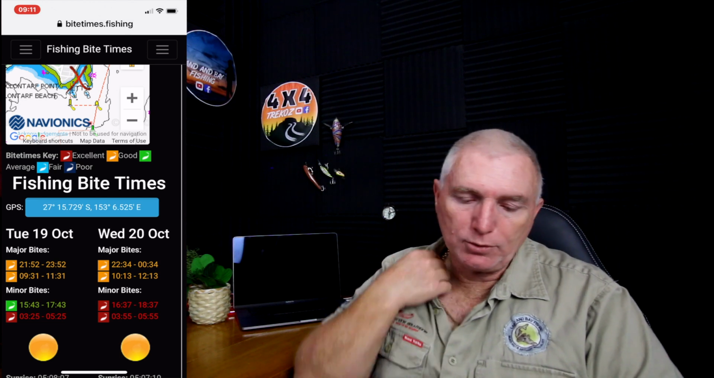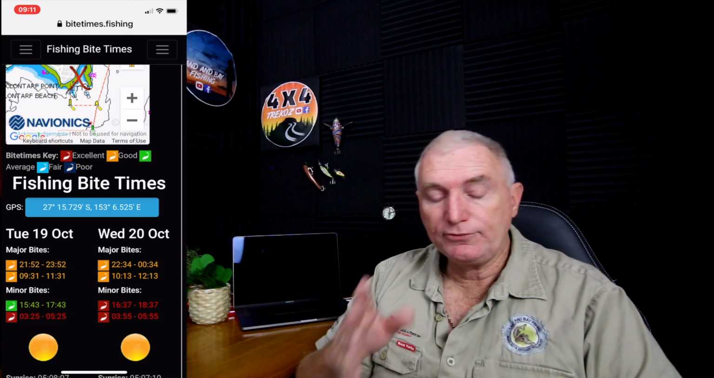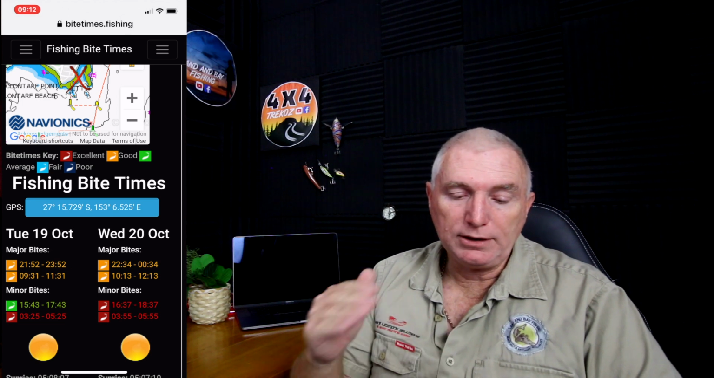Red is excellent, orange is good, green is average, blue is fair and dark blue is poor. You can see most of it's in orange and red, which means it's either excellent or good. That's because of the moon phase at the moment, and it gives you the bite times there. It gives you minor bite times, major bite times, both in the nighttime and the daytime, and I'm more interested in the daytime.